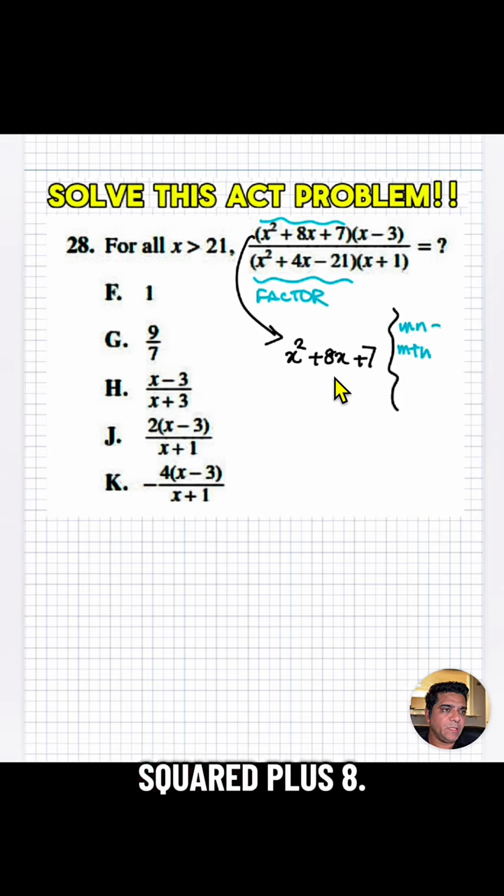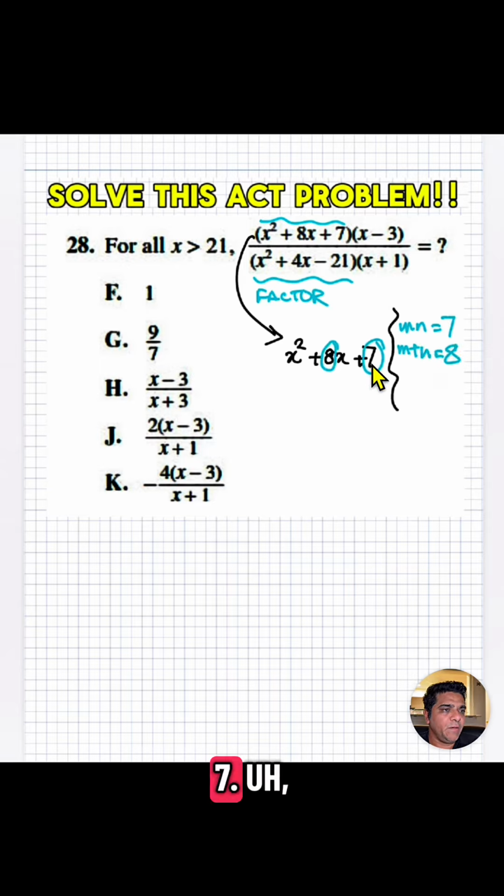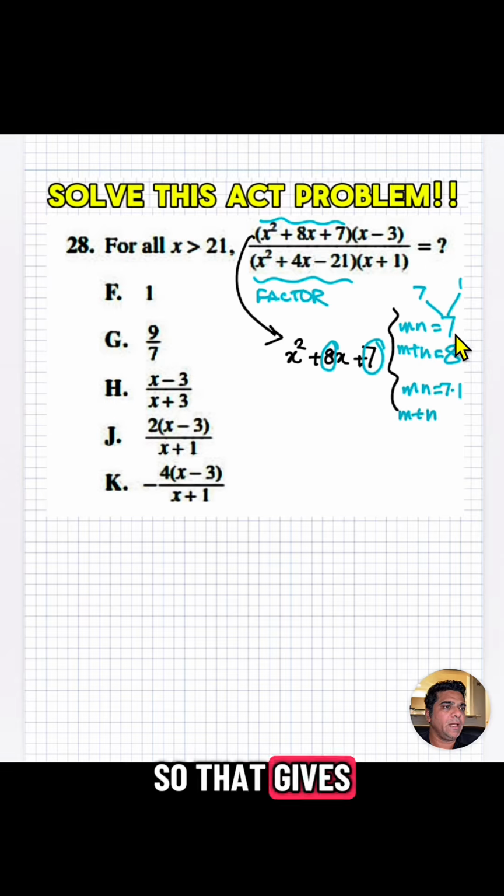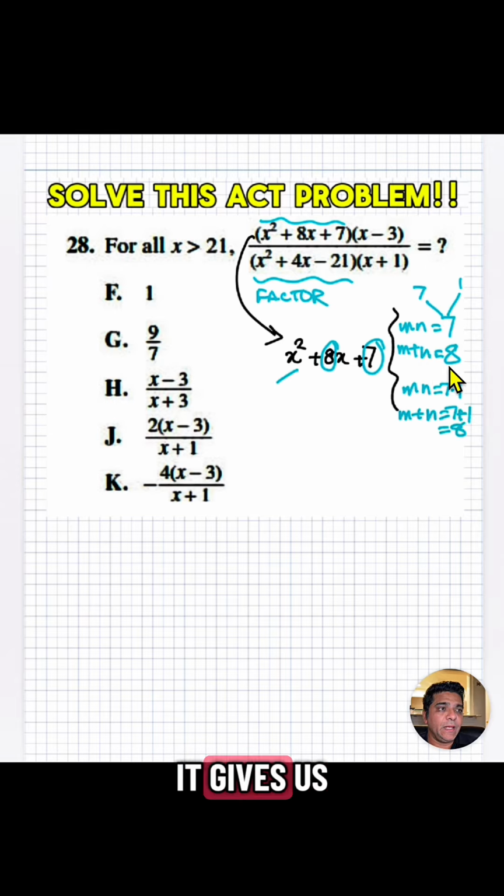So the first one is x squared plus 8x plus 7. Let's try to factor that in the mn, m plus n method. mn is 7. m plus n we want 8. So 7 can be split up into 7 and 1. So that gives us, when multiplied, 7, and when added, it gives us 8.